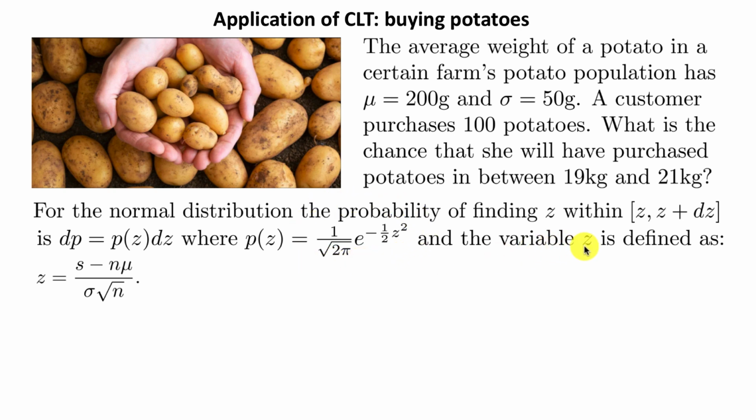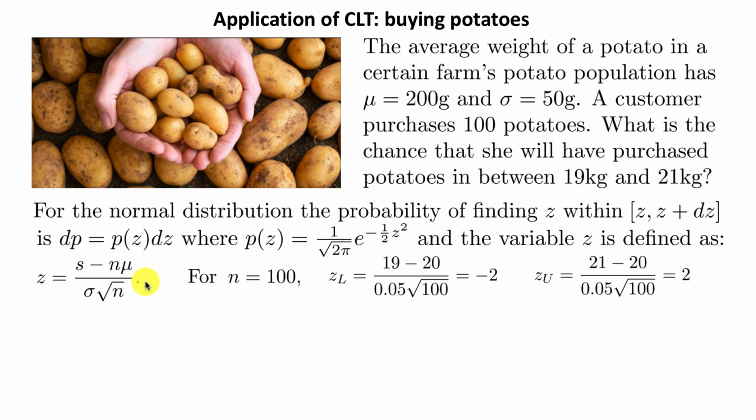we have defined the variable z as before, the sum of all the x's from x1 up till x100, that is the total weight of the potatoes, minus the average, so n into mu, and then we divide, of course, by the standard deviation sigma and square root of n. We expect, as before, that as n becomes large, we approach a normal distribution.